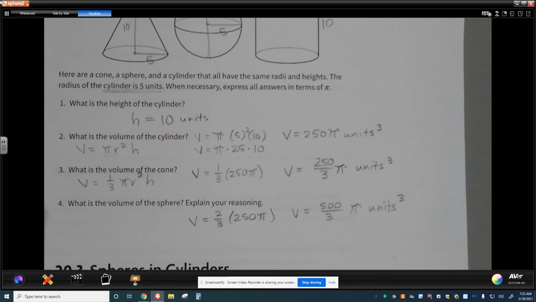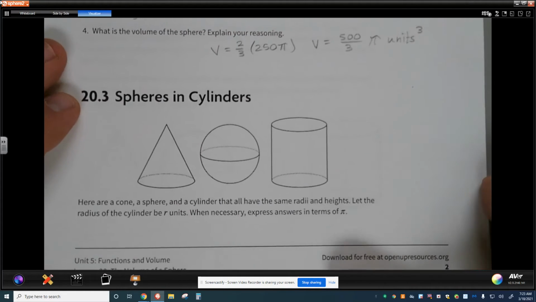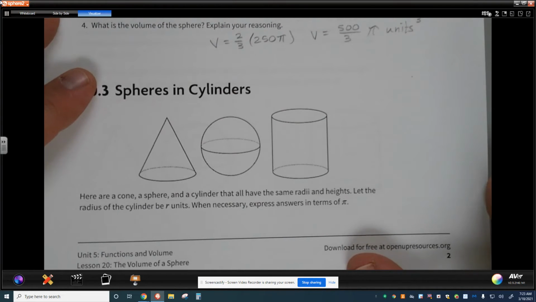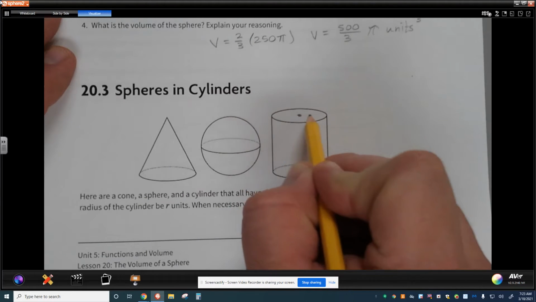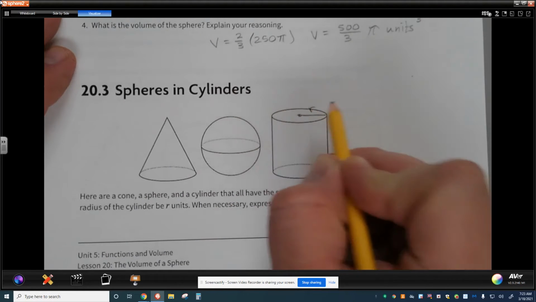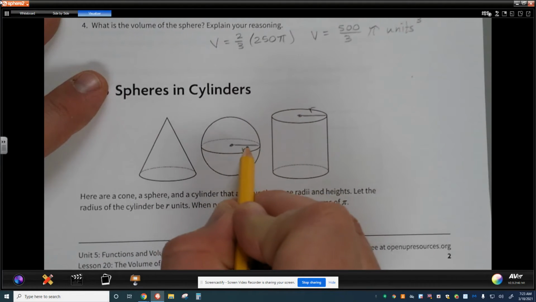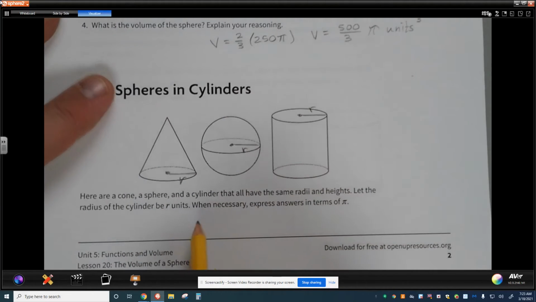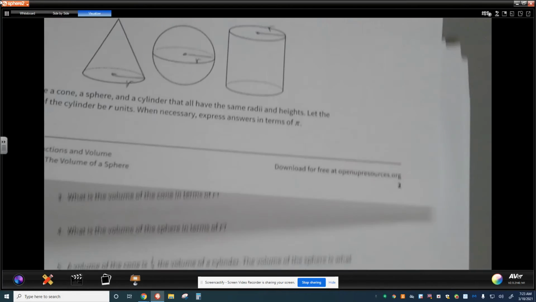As we get going into the next problem, we see again a cone, a sphere, and a cylinder that all have the same radii and heights. We're going to let the radius of the cylinder be r units. So we don't have an actual numerical value. We're just saying that this radius is r. Well, that means that this radius right here is also r, and this radius right here is also r. We're going to express our values in terms of pi.